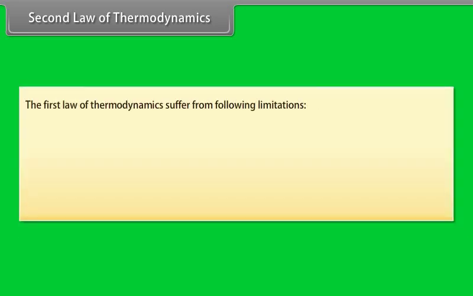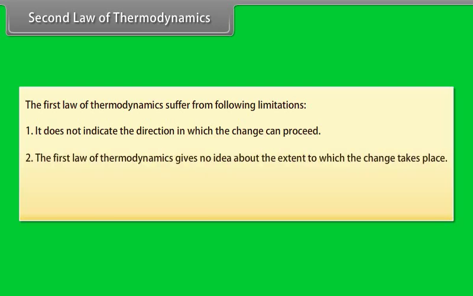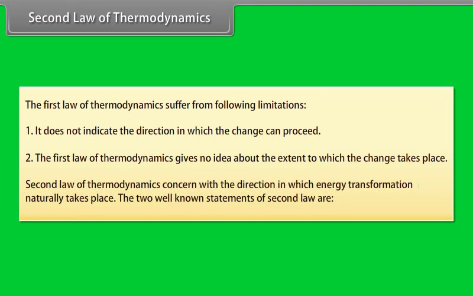Second law of thermodynamics. The first law of thermodynamics suffers from the following limitations. Number 1: it does not indicate the direction in which change can proceed. Number 2: the first law of thermodynamics gives no idea about the extent to which the changes take place. The second law of thermodynamics is concerned with the direction in which energy transformation naturally takes place.